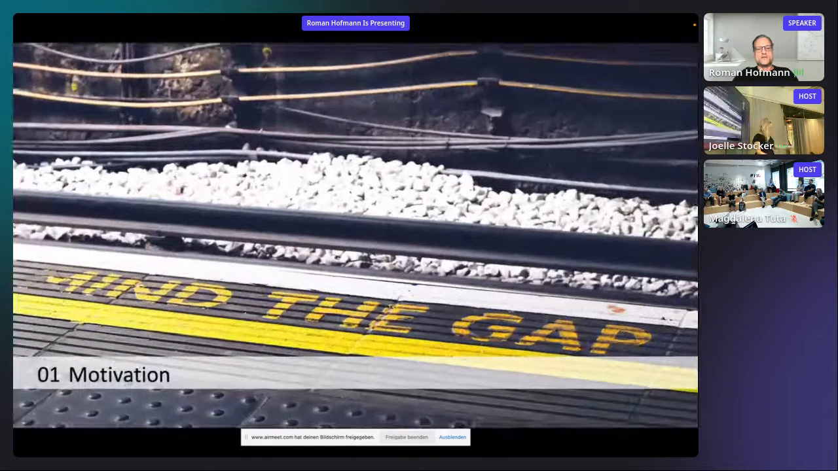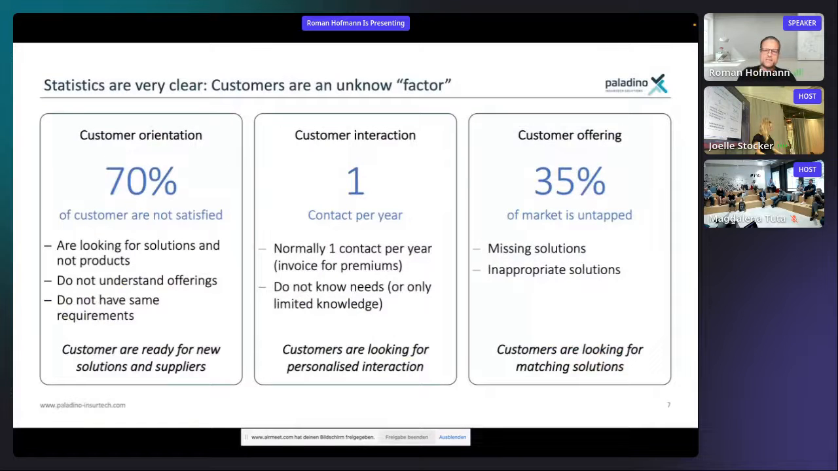Let's start with the motivation. There are some factors, and probably some of you have seen them already, and it's always surprising again. And there are many studies. 70% of the customers, and I'm really talking about banking and insurance, are not satisfied with what they get, with the interaction, the trust factor.